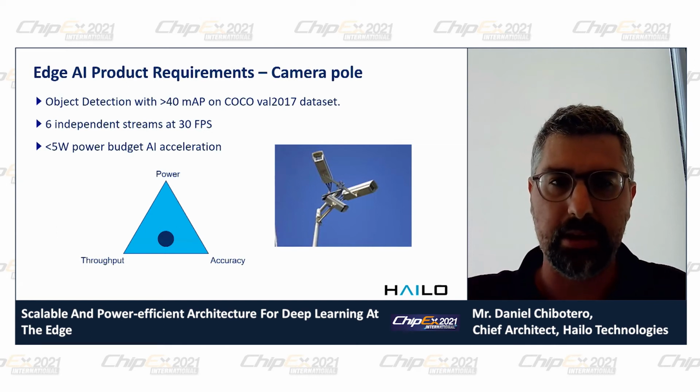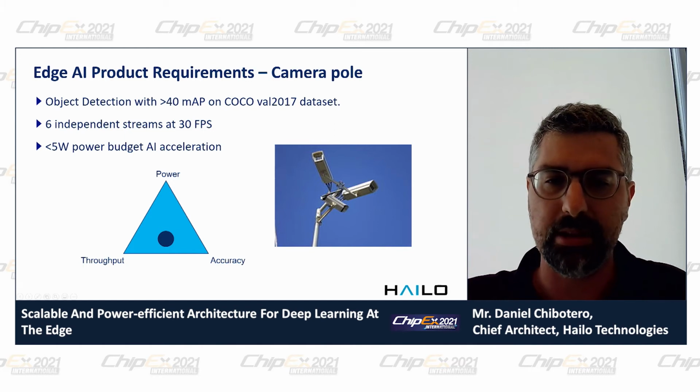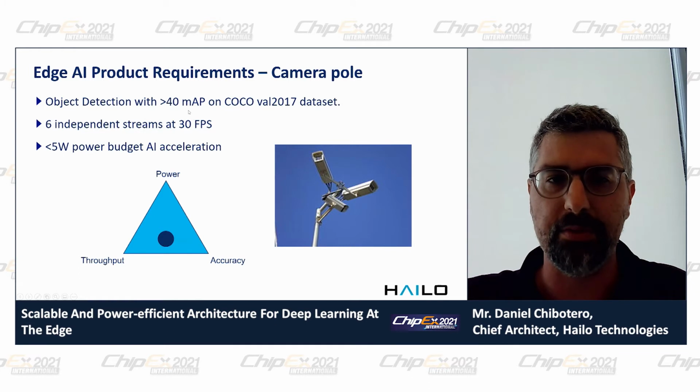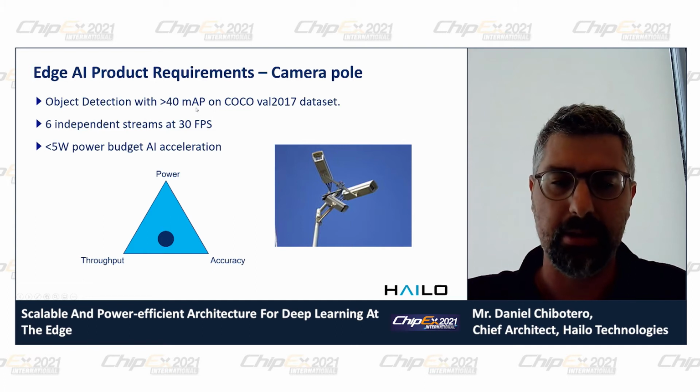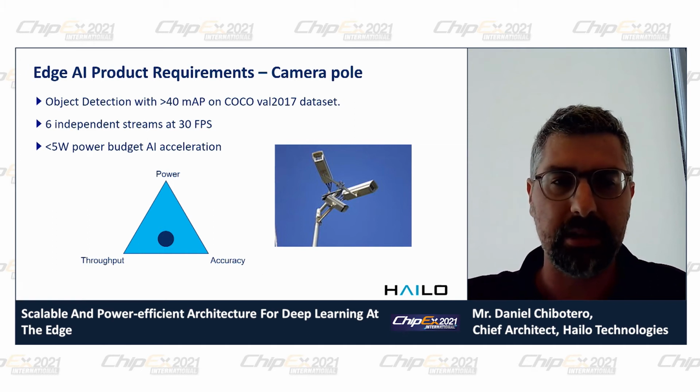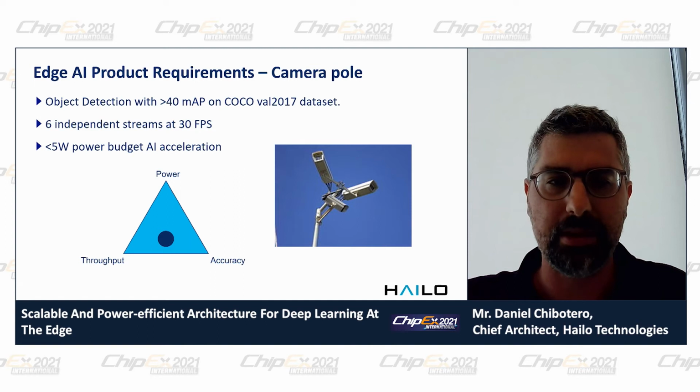So the first one is a company doing a camera pole, multi-camera situated on a pole and processed with video analytics. So here the requirement was for a very accurate object detector with more than 40 mAP. mAP is the market metric for the accuracy of object detectors, 6 independent streams running at real time of 30 FPS, and a power budget that is lower than 5 watts.